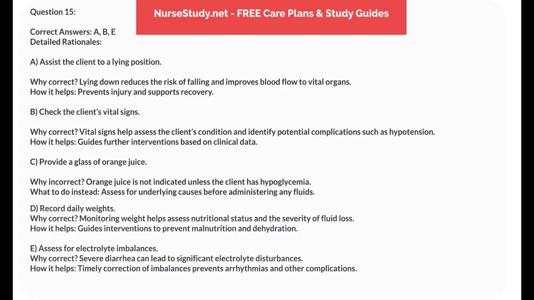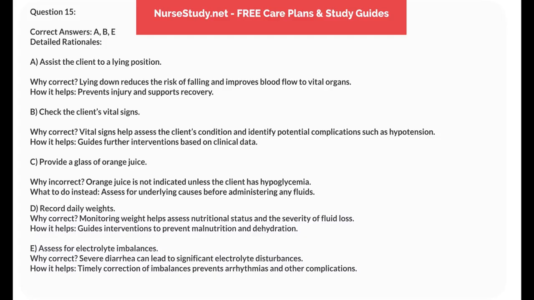C. Provide a glass of orange juice. Why incorrect? Orange juice is not indicated unless the client has hypoglycemia. What to do instead: assess for underlying causes before administering any fluids. D. Apply a cold compress to the client's forehead. Why incorrect? Cold compresses may not address the root cause of the symptoms, e.g., hypotension or vasovagal response. What to do instead: focus on positioning and monitoring vital signs.